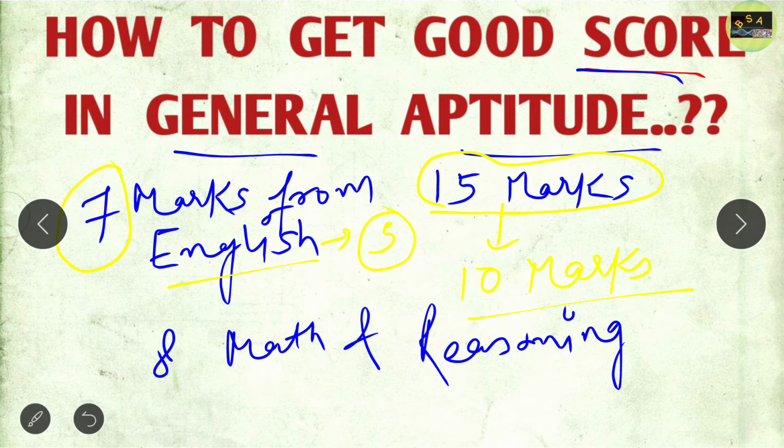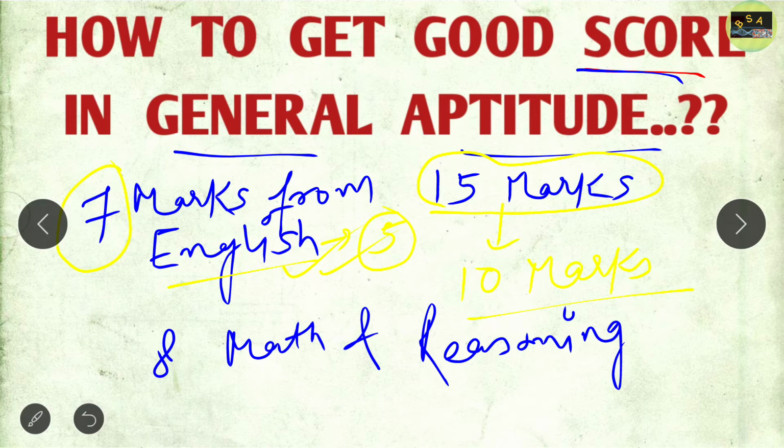Try to understand what is given in the comprehension, and then read the questions to see what is actually asked. Then try to attempt the comprehension. I assure you that you will definitely score 5 marks in English. There is a very low probability that you will get less than 5 marks in English.